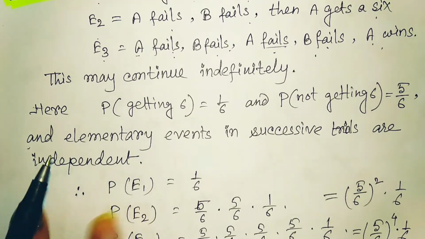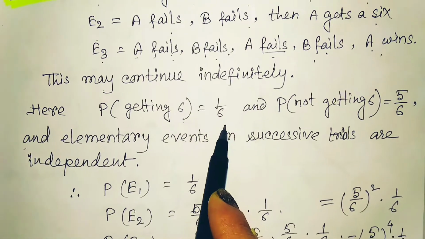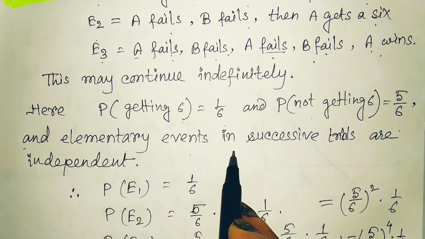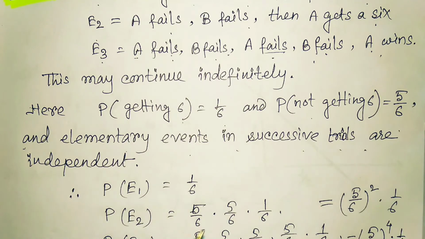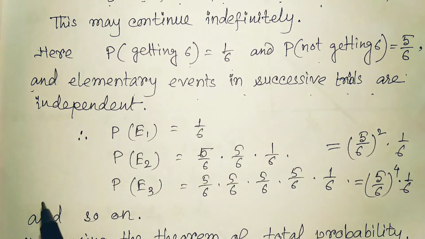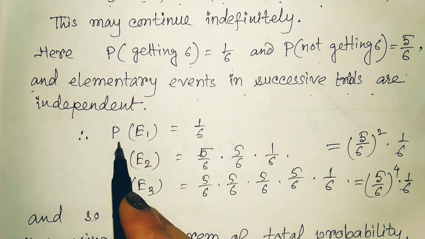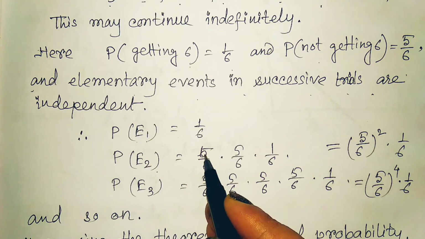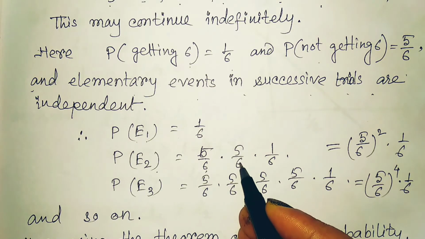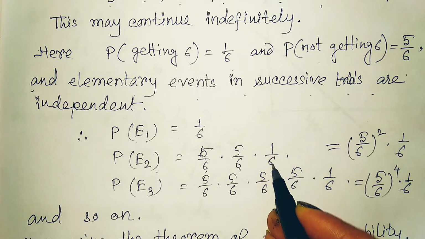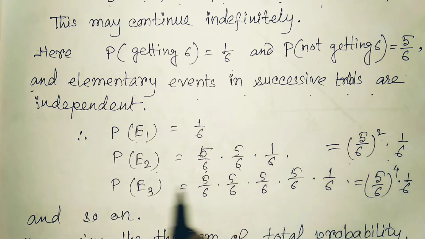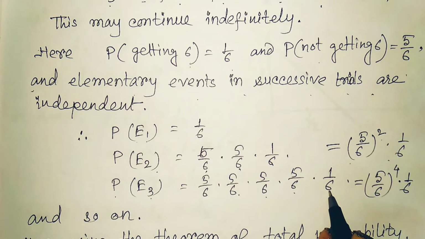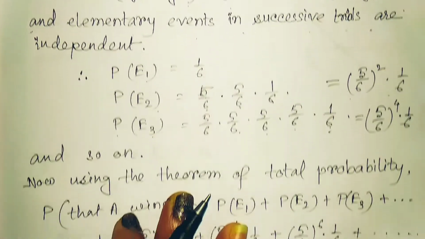So here the probability of getting 6 is 1 by 6 and the probability of not getting 6 is definitely 5 by 6. And the elementary events in successive trials are independent. It is very obvious that the first and second trials are independent. They are not affecting each other. Therefore, the probability of E1 is 1 by 6 and the probability of E2 is: first A fails, that means 5 by 6, then B fails, 5 by 6, then A wins, that means 1 by 6. So its probability is (5/6)^2 times 1/6. Then the probability of E3 is A fails, B fails, again A fails, B fails, then A succeeds. So and so on, it will continue.